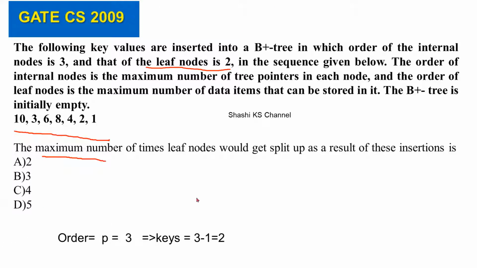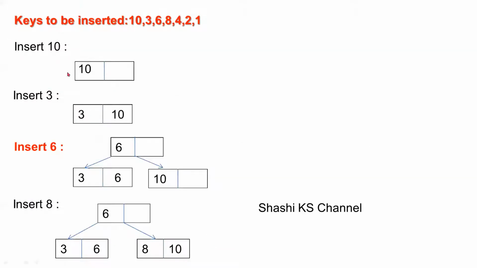So from the order of the B plus tree, the number of keys which can be inserted. In the question, it is given that the order of the internal nodes is 3. Order is usually denoted as P. So P is equal to 3. That means the maximum number of keys that can be inserted is 3 minus 1, which is equal to 2. So we construct a B plus tree in which 2 keys can be inserted.